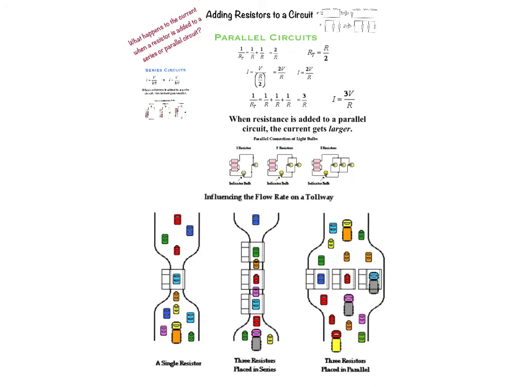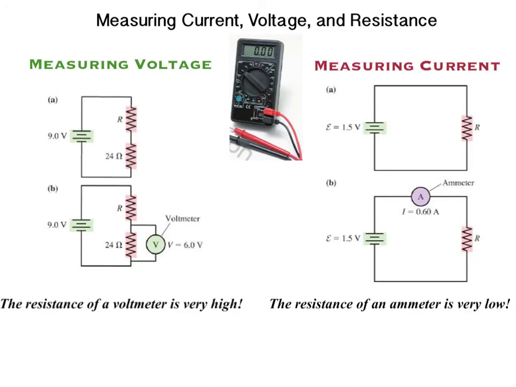Let's take a look real quick at how we measure voltage, current, and resistance. Measuring current, voltage, and resistance is done with the appropriate meter, specifically the voltmeter for voltage, ammeter for current, and ohm meter for resistance. These are simple to use and are usually combined together in a thing called a multimeter. So let's start with the voltmeter.